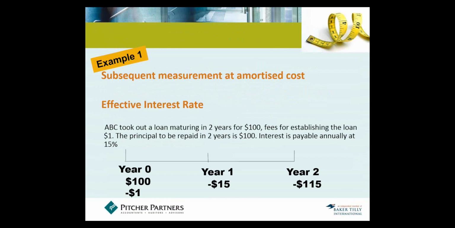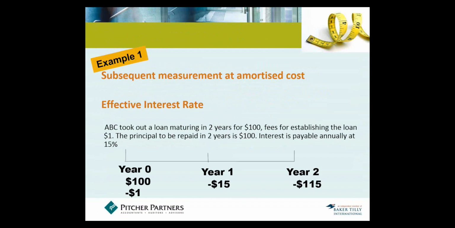So if we work out, in this example, ABC took out a loan maturing in 2 years for $100. Fees for establishing the loan is $1. Now, please note, when you pay that fee, you don't expense it. That fee comes into this timeline and forms part of your effective interest rate calculation and becomes part of amortized cost. So on day one, our cash inflow is debit cash of 100 because we get a loan, and credit loan 100.